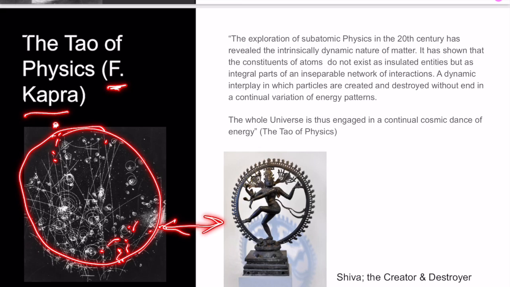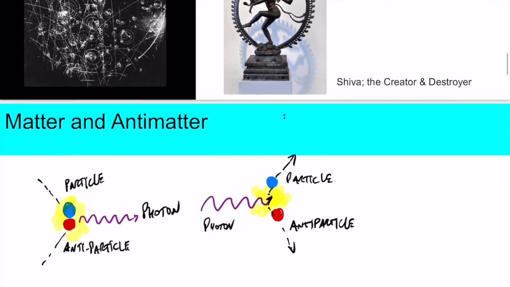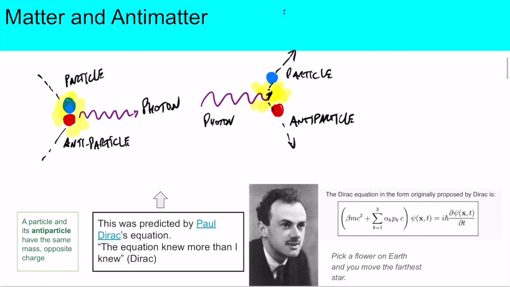so similar to the ancient idea from the Vedas, the ancient Indian books that explain this dynamic universe through the image of Shiva dancing. This is the rhythm of creation, the fire of destruction, in a cosmic dance that is ongoing. Very interesting book to read. Of course, it goes beyond the content of the IB, so I leave it for you to read after the exam. So matter and antimatter.